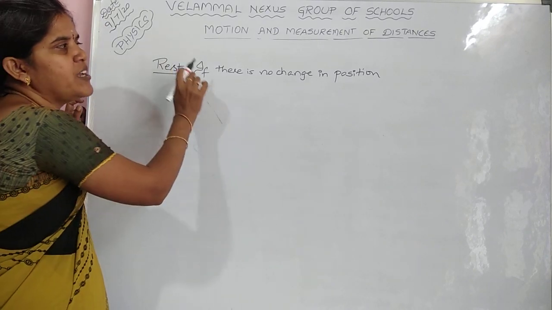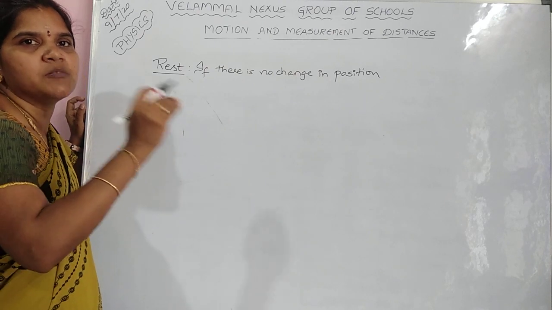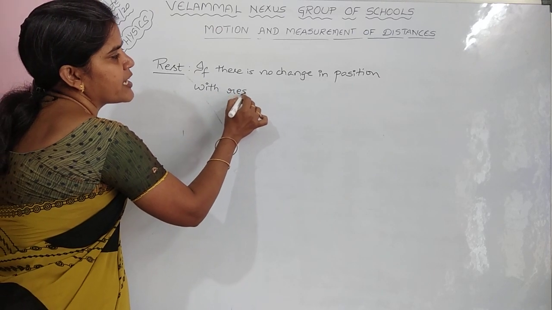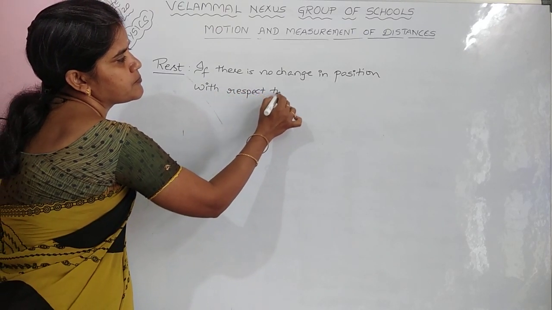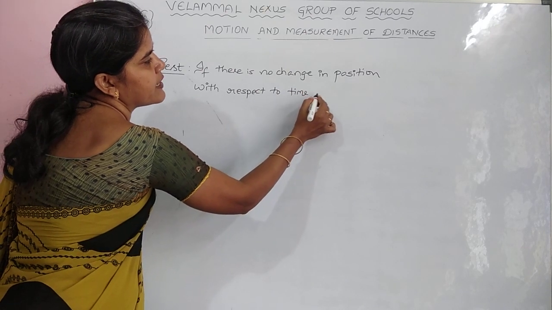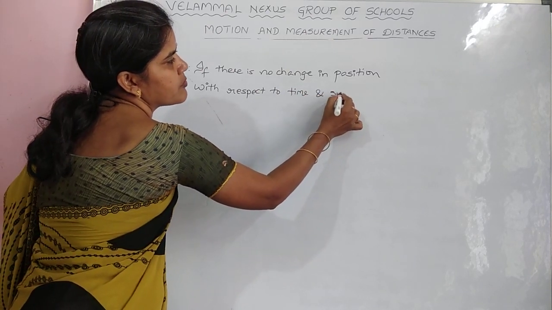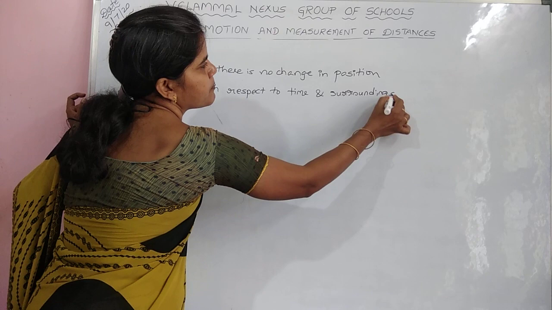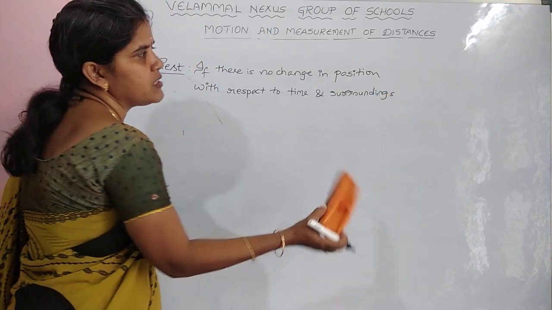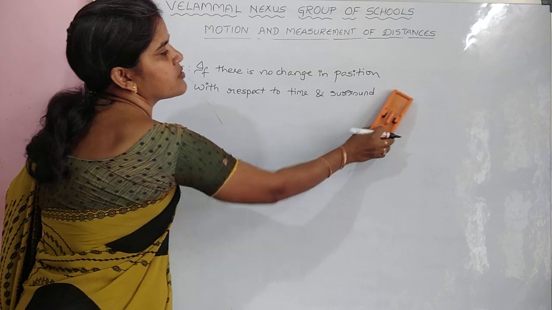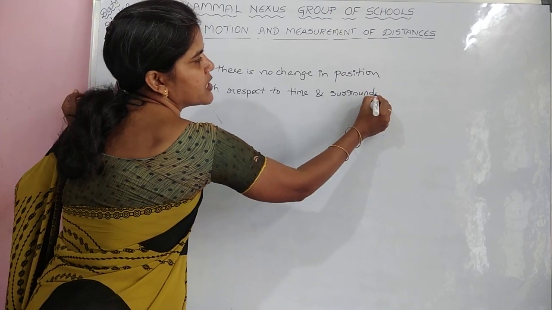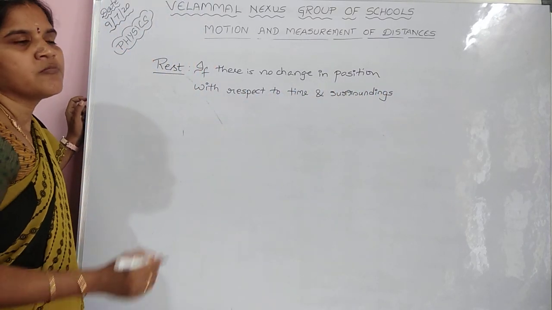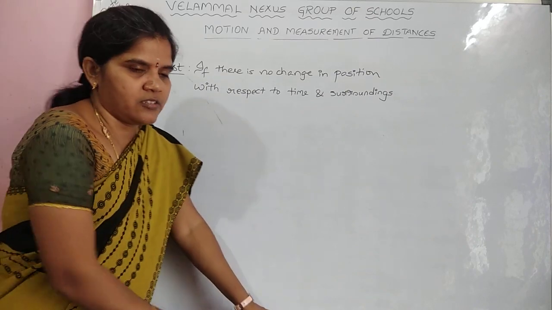In physics, we have to compare this no change in position with respect to what? With respect to time and surroundings. Children, what is rest, once again say? If there is no change in position with respect to time and surroundings, then the body is said to be in rest position. For example, you take this duster.